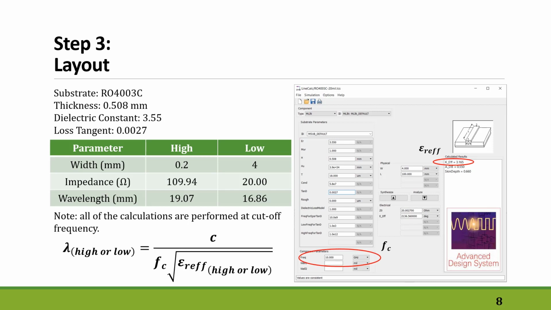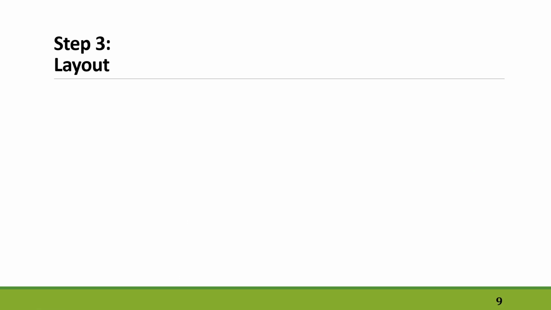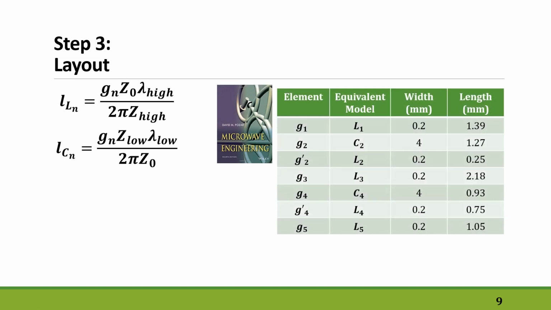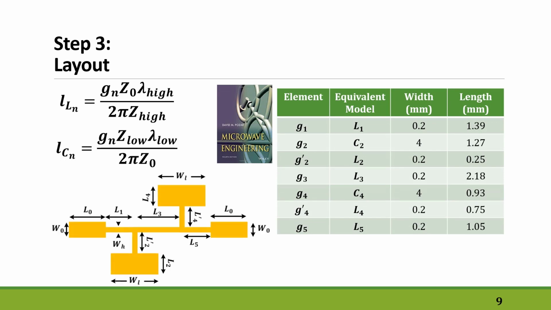We also need to know the corresponding wavelengths for high and low impedance lines. It is needed to calculate the length of each section. There are two equations in Mr. Pozar's book which you can use to calculate the length of each section. If we apply them for our filter, these values are extracted. And this is how the layout of our filter looks in a microstrip form.